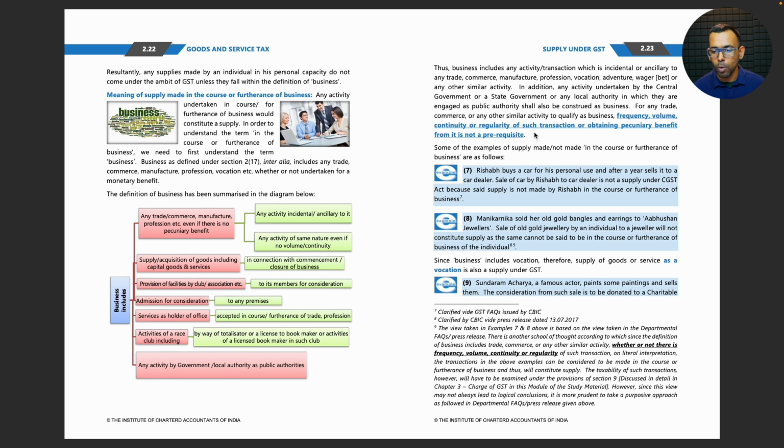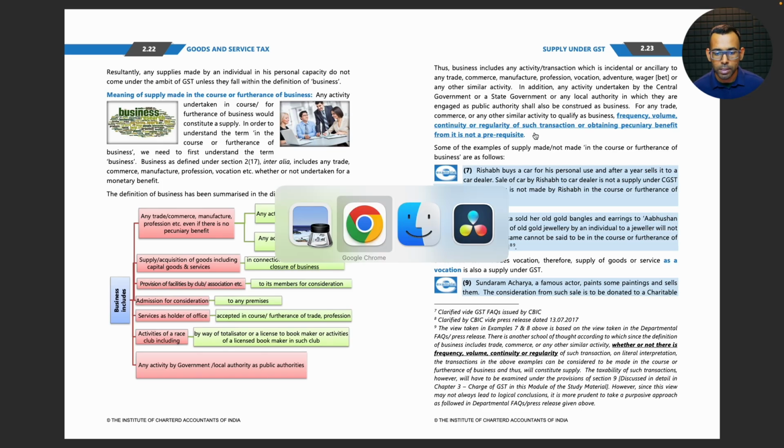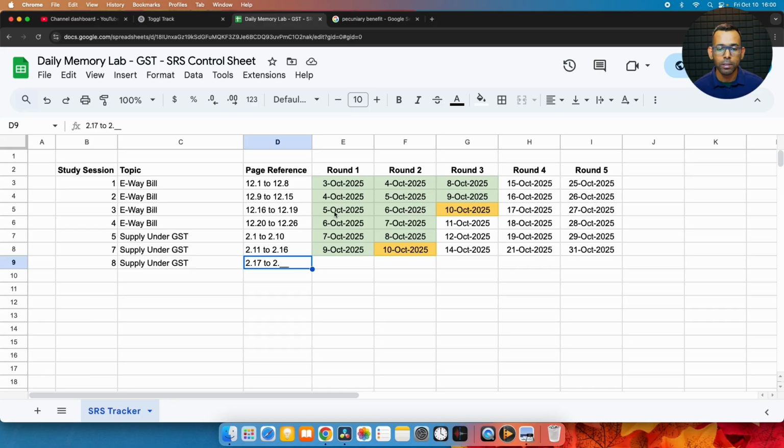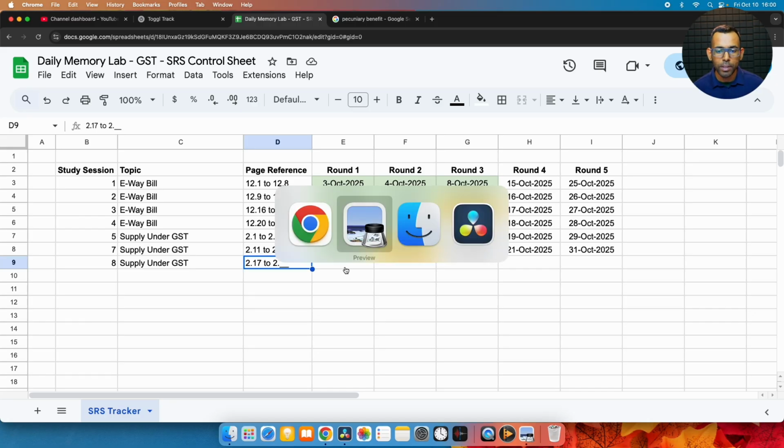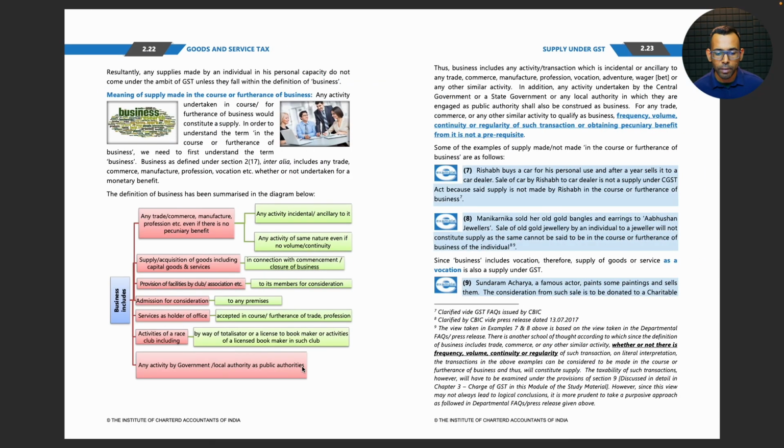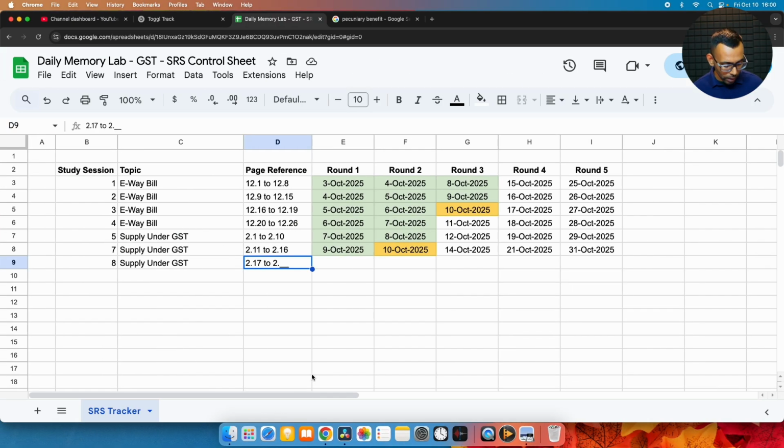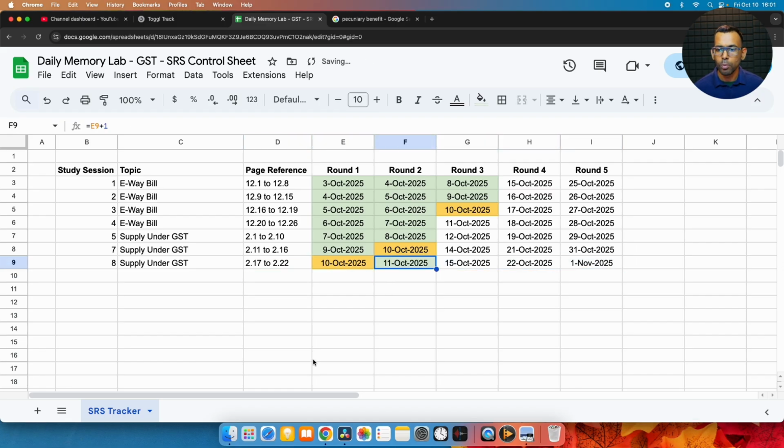Okay, from now on, the examples and everything we will see in tomorrow's study session. So let me update today's progress. We started from page 17 and we have completed till page 22. This will be revised tomorrow. Round 1 studied on 10th of October. So round 2 will be tomorrow.